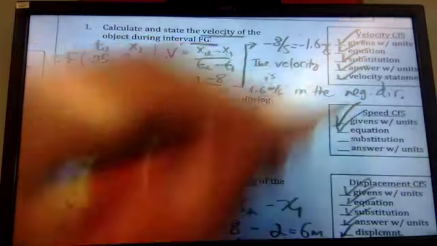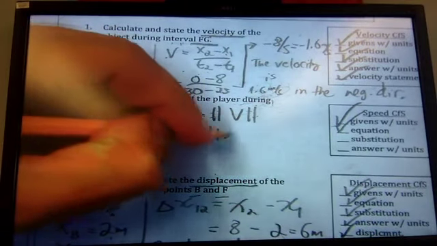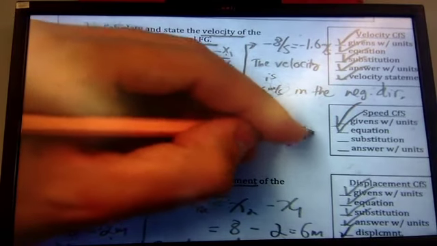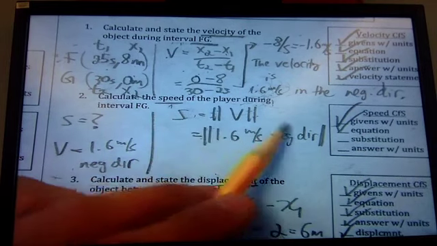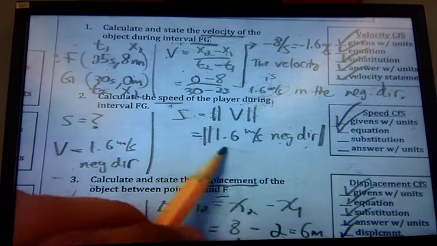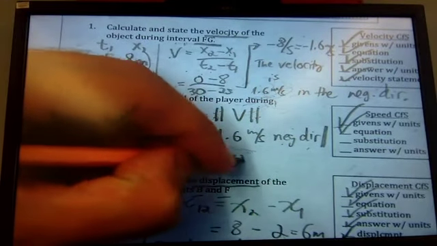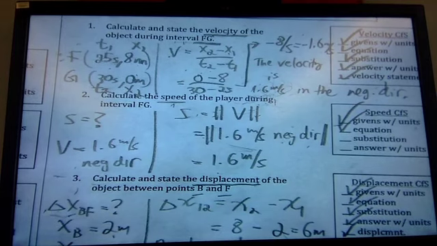I wrote my equation. I substitute. My velocity was 1.6 meters per second, negative direction. I do the double bars operation, which means keep just this part, and I have 1.6 meters per second. Done. Let's look at number 4.